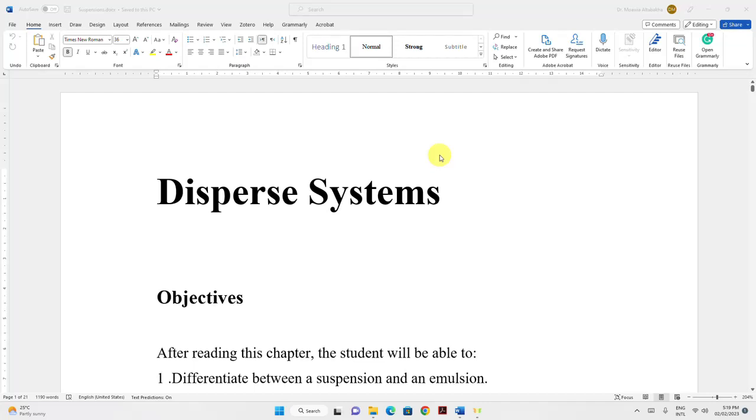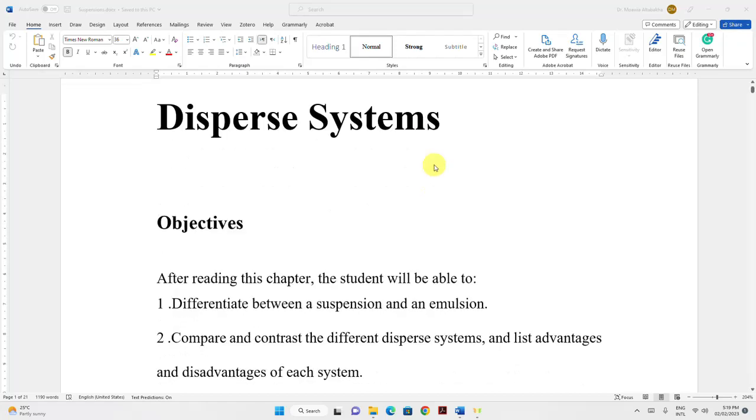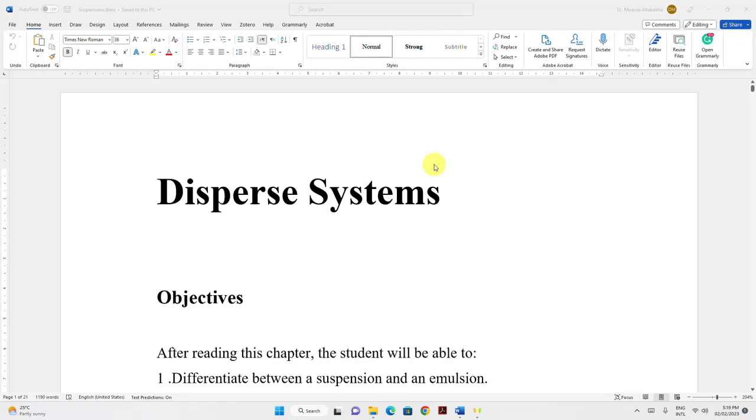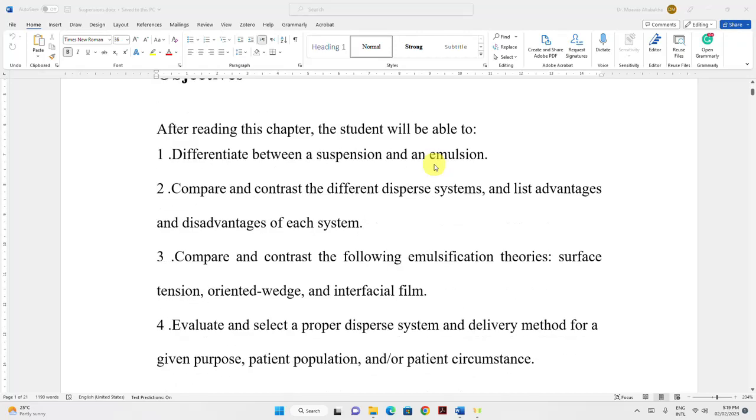What you are supposed to know or to answer after finishing this topic, suspensions. You are supposed to be able to differentiate between a suspension and an emulsion. The emulsion, as I said, will be in another video presentation. Also, you need to compare between different dispersed systems.